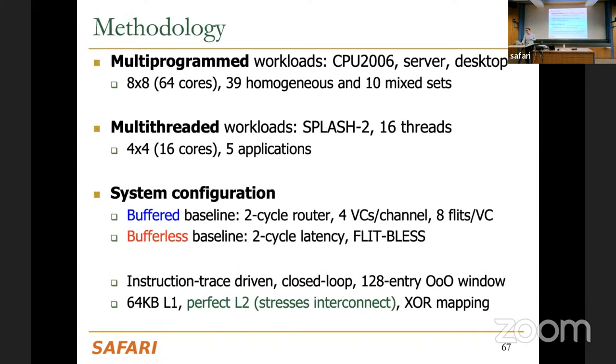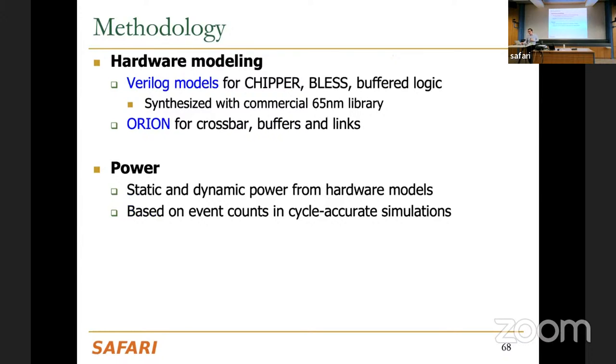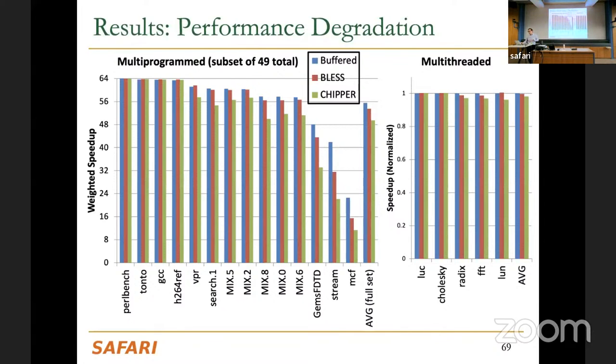Okay, let me give you some evaluation very quickly. You can read the paper for more details. But again, we use a perfect L2 to stress the interconnect. Otherwise, the interconnect becomes less of a bottleneck. There are very few workloads that exercise the interconnect significantly in a multi-core system. And there's a lot of hardware modeling, and you can see the methodology of the paper. It's actually quite strong. Because the methodology is improved, the results are slightly different, but not terribly different compared to the BLESS paper.